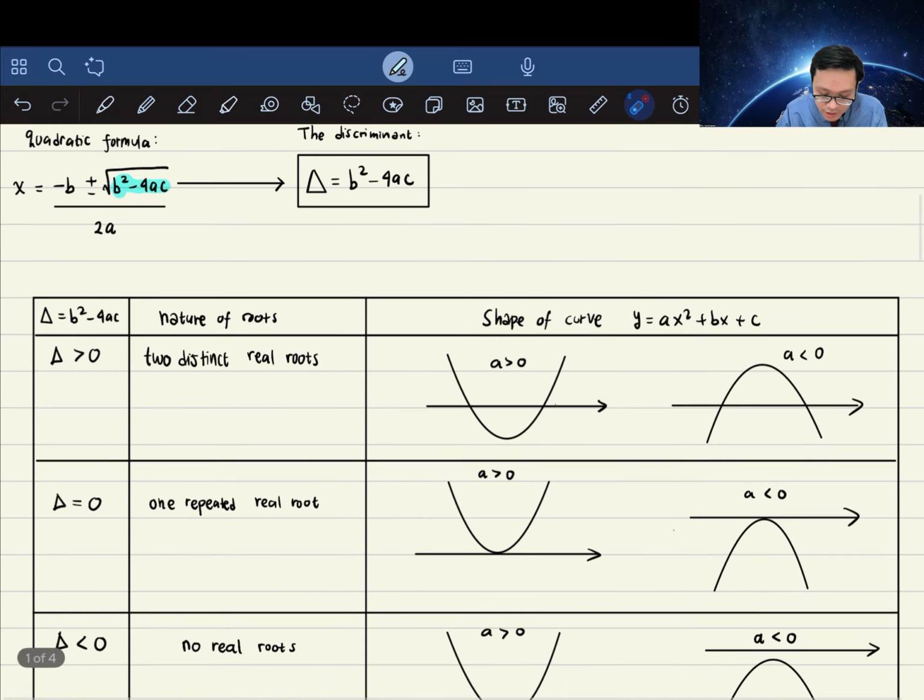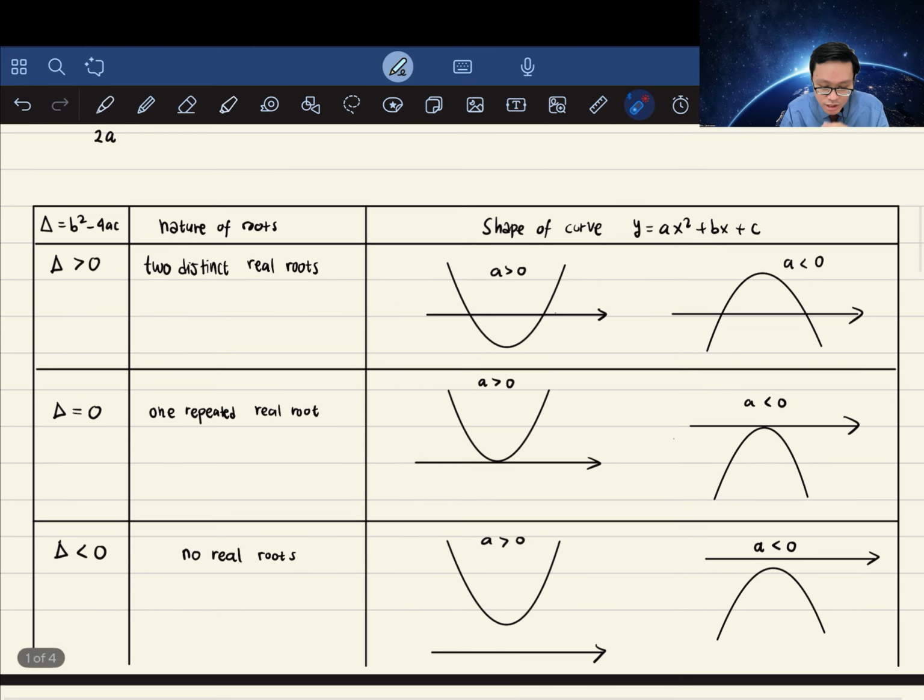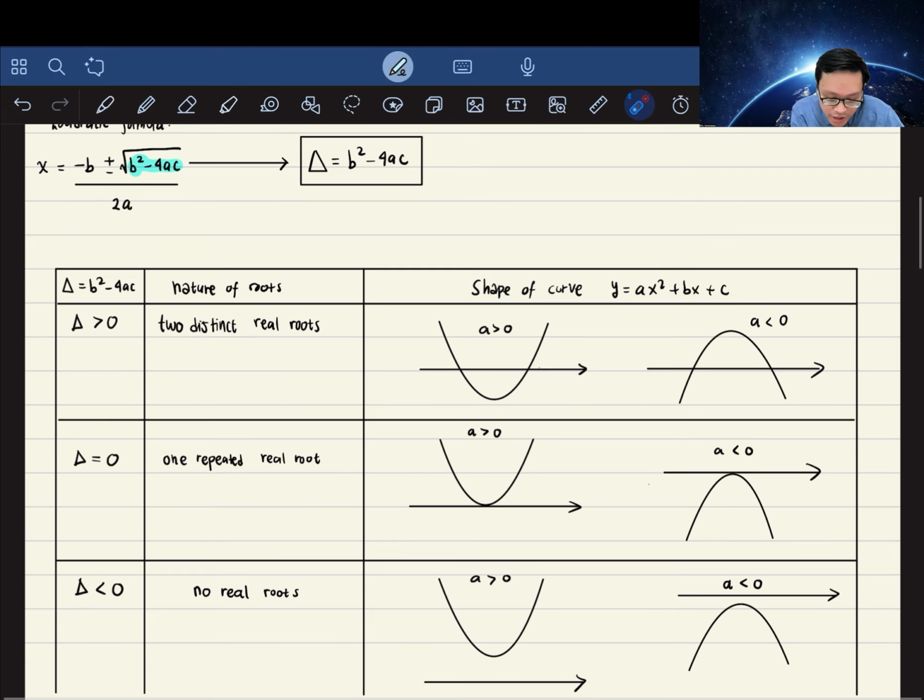So let's take a look at our summary here. The symbol for the discriminant is a triangle like this. If the discriminant b squared minus 4ac is greater than 0, or positive, we discussed that the nature of roots is two distinct real roots. If the discriminant is 0, one repeated real root. If the discriminant is negative, inside the square root is negative, you have no real roots.